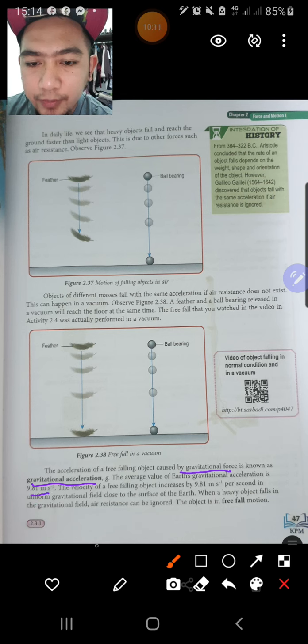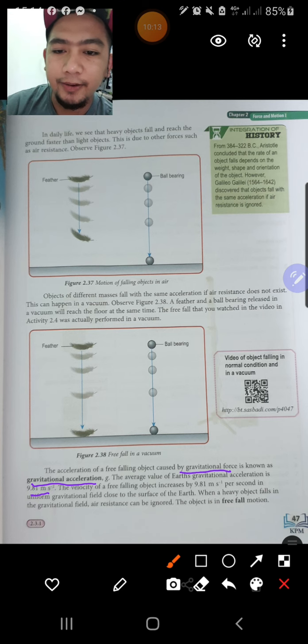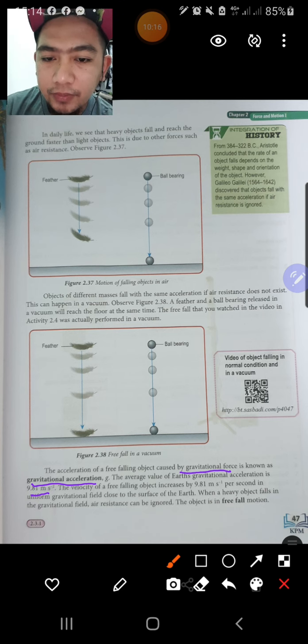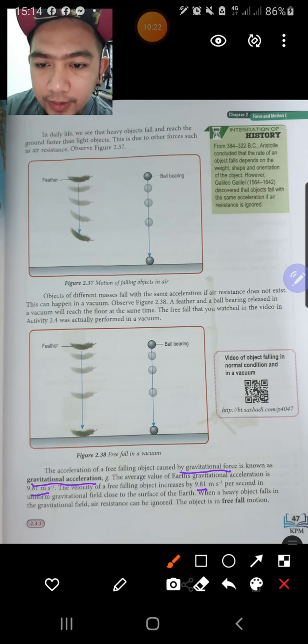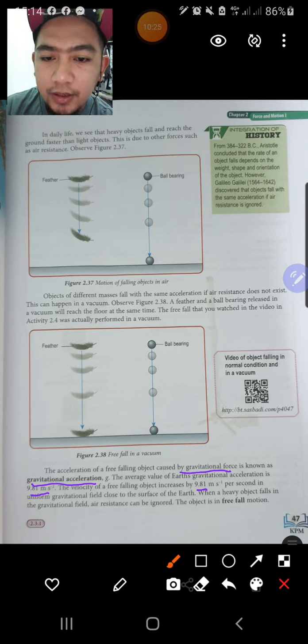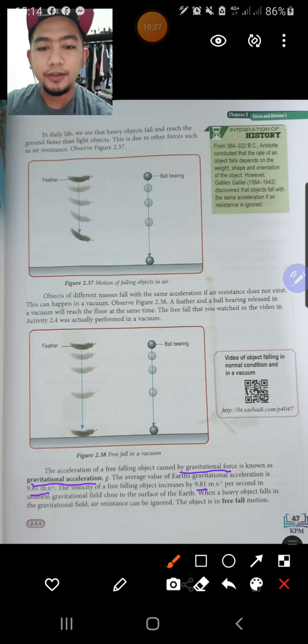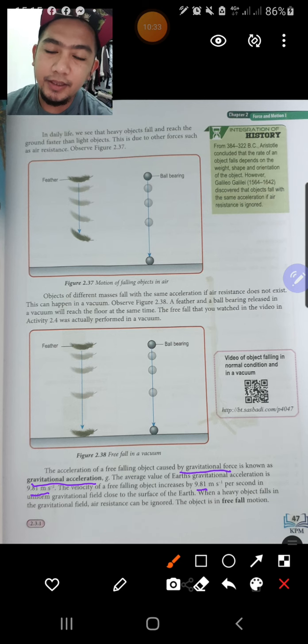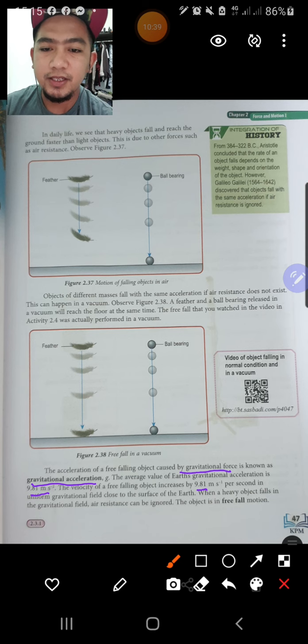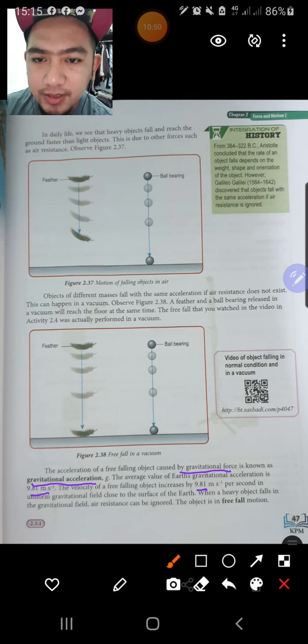Biasanya kita akan guna 9.81 meter per second square. The velocity of a free falling object increased by 9.81 meter per second in uniform gravitational field close to the surface of the Earth. When a heavy object falls in the gravitational field, air resistance can be ignored. Ini yang teacher cakap tadi. The object is in free fall motion. Means ni benda, this situation just can be happen in vacuum space. Okay, maksudnya tiada udara.